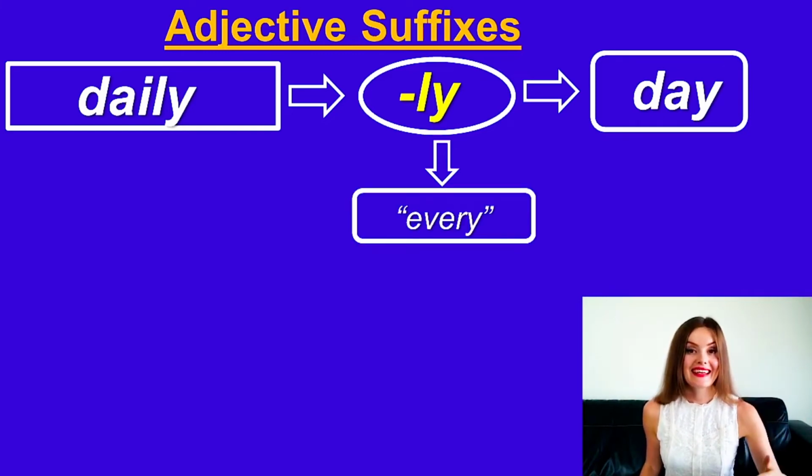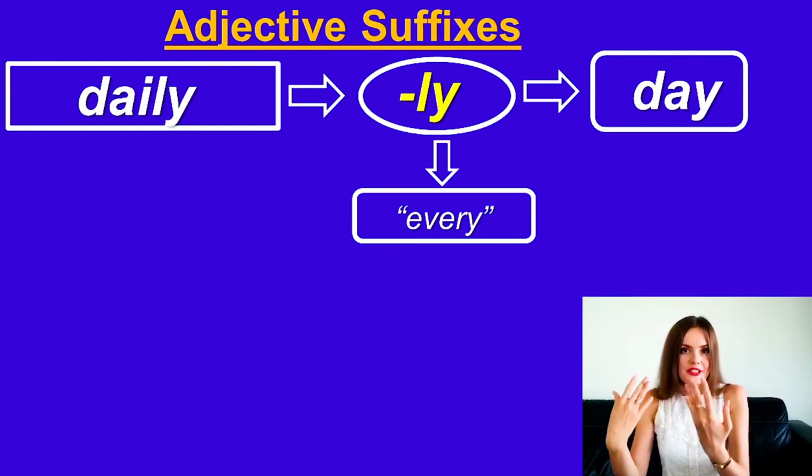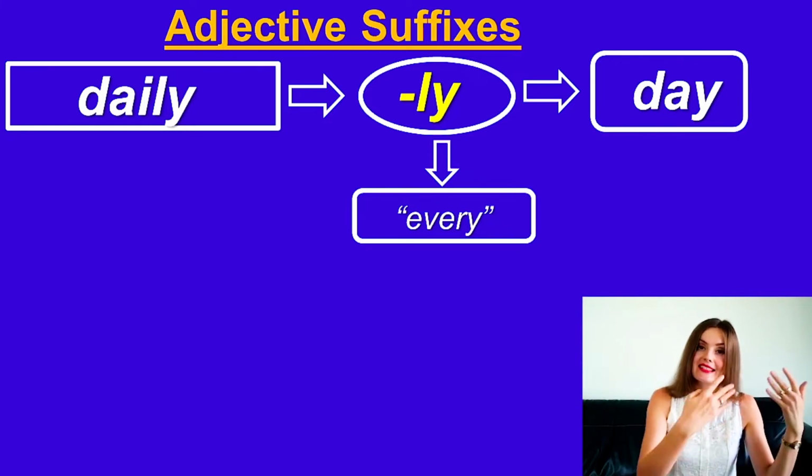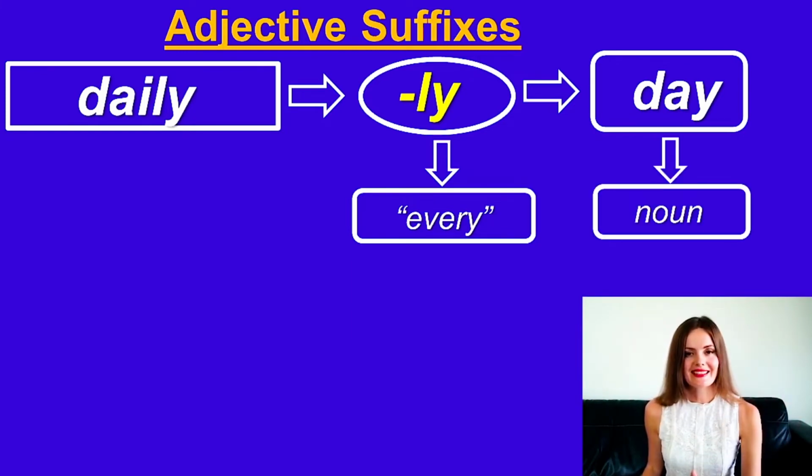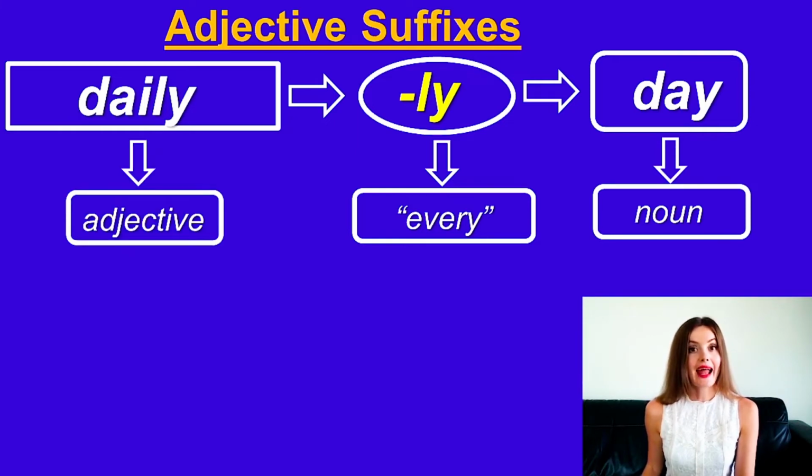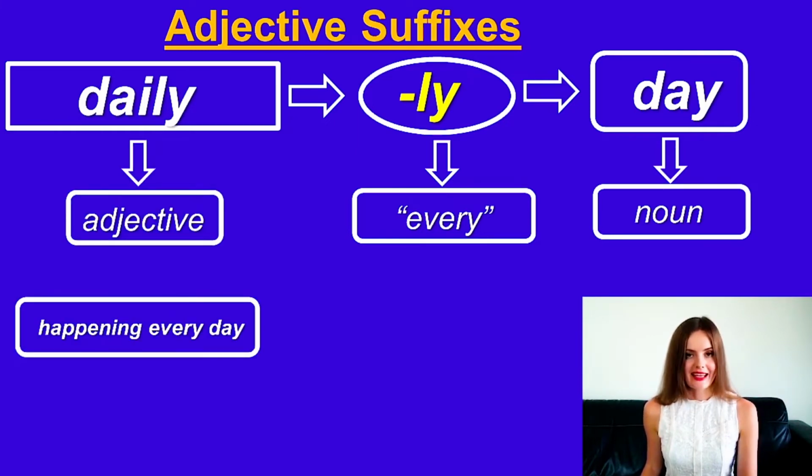Okay, so li means every. So instead of saying every day, we can say daily. Day is a noun. When we add the suffix li, we get an adjective, daily. Daily means happening every day.